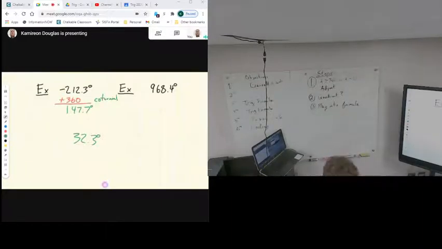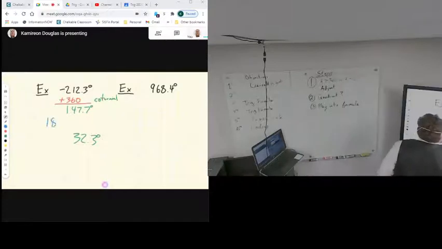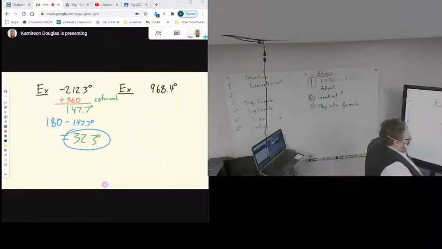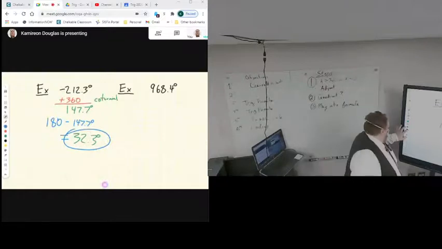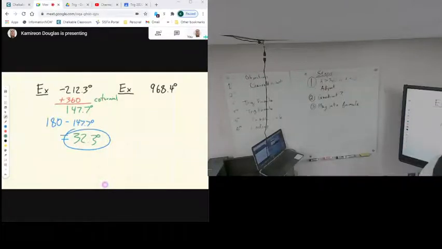That is my coterminal. According to my list, that is in the second quadrant. So I would subtract that from 180. I take 180 minus 147.7 degrees, and I should end up with 32.3. On this side, I got 68.4.